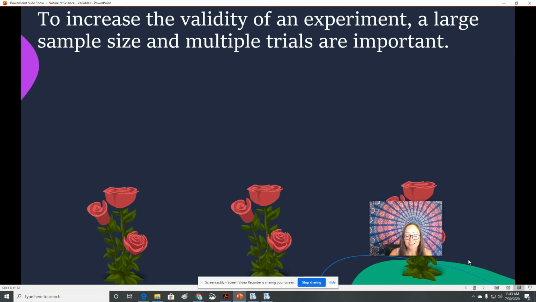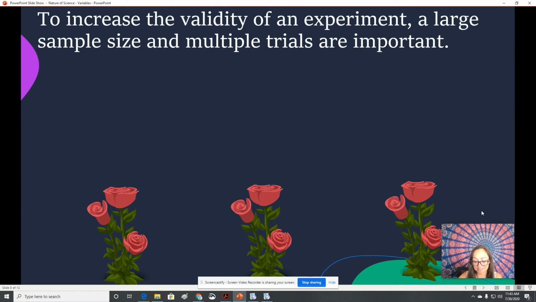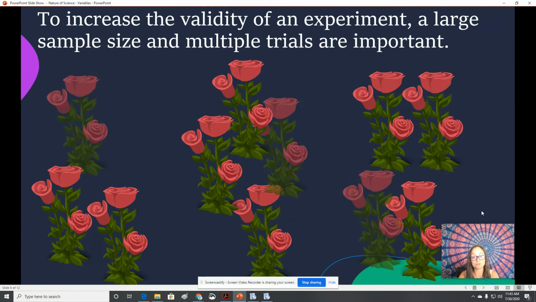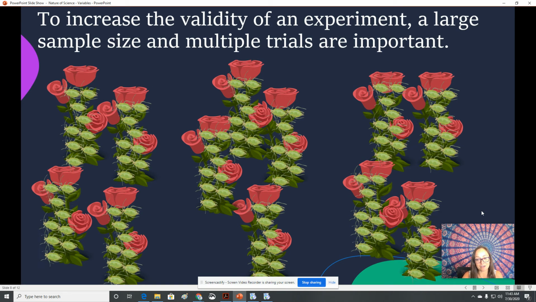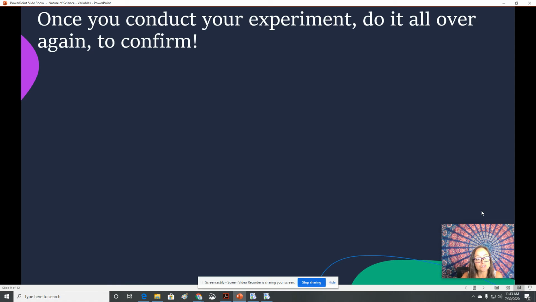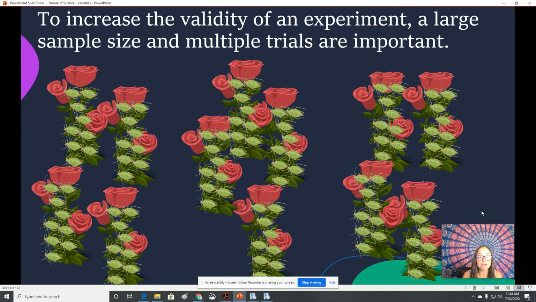So here, I can start with my 3 groups, and then I can increase my number of rose bushes that I plant or that I use. And therefore, I'm increasing the amount of aphids. So when I eventually spray them each with the different temperatures, I have more data. It's a more convincing argument.